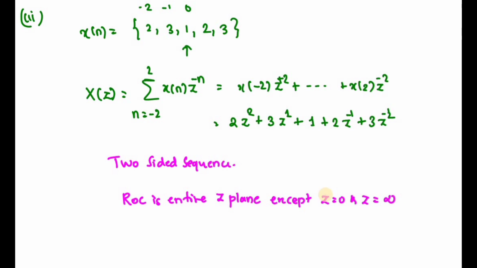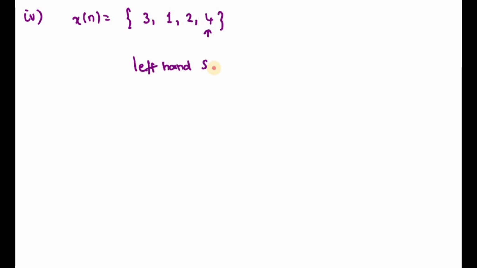Okay. So next let us discuss the left hand side. Suppose x of n is equal to 3 1 2 4. Okay. And so this is called a left hand sequence. This is always anti-causal. Okay.